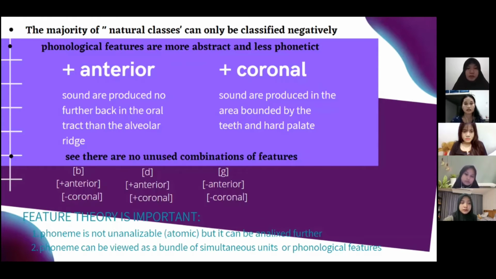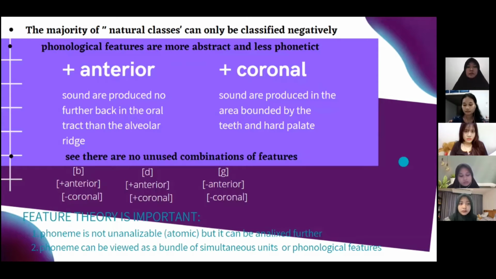Positive anterior is for sounds produced no further back in the oral tract than the alveoli. And positively coronal is for sounds produced in the area bounded by the teeth and hard palate. And the third point is that we can see there are unique combinations of features. In B, we have positively anterior and negatively coronal. For D, we have positive anterior and positive coronal. And for G, we have negative anterior and negative coronal.